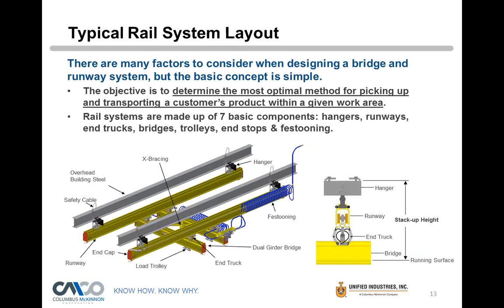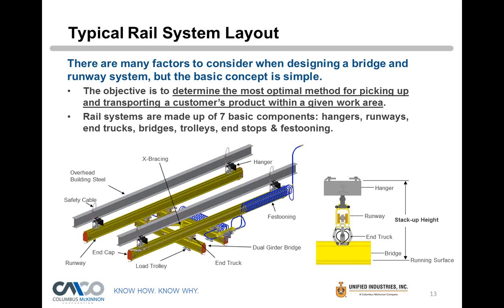This here is a typical rail system layout. You can see that you have your overhead building steel. This would also account for a monorail system as well. With a bridge and a runway system, the runways run below the steel, and then the bridge runs perpendicular to the runways. The objective is to determine the most optimal method for picking up and transporting the product in a given work area, and the safest way is what is most important.